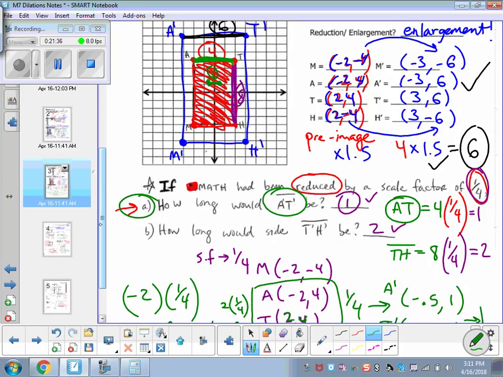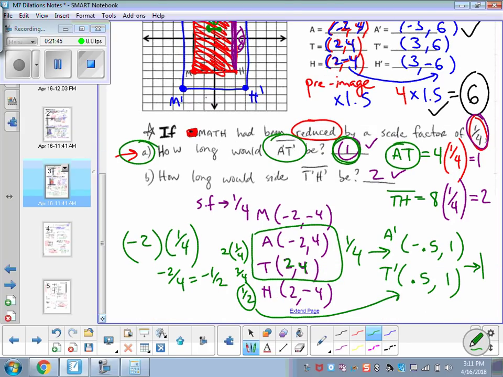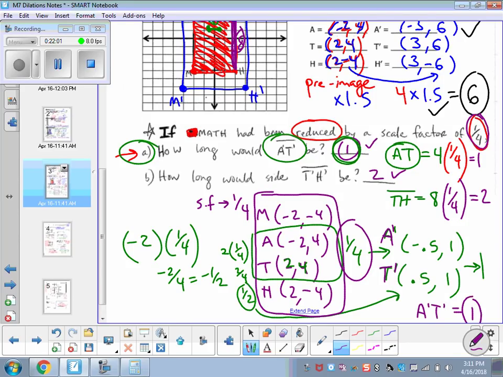So I just wanted to check down here that we were right with our prediction that this was going to be 1 unit long, and we were right. I simply took all of our pre-image points right here, multiplied by the scale factor of a fourth, and replotted A prime and T prime. And then when I connected from A prime to T prime, I can see that it is in fact 1 unit long.